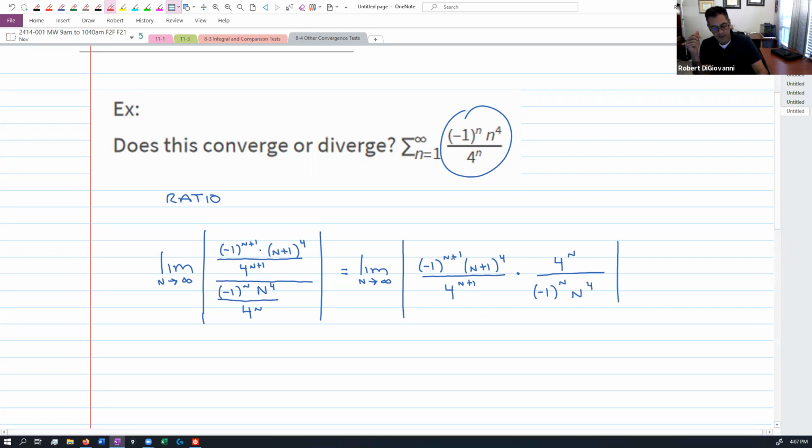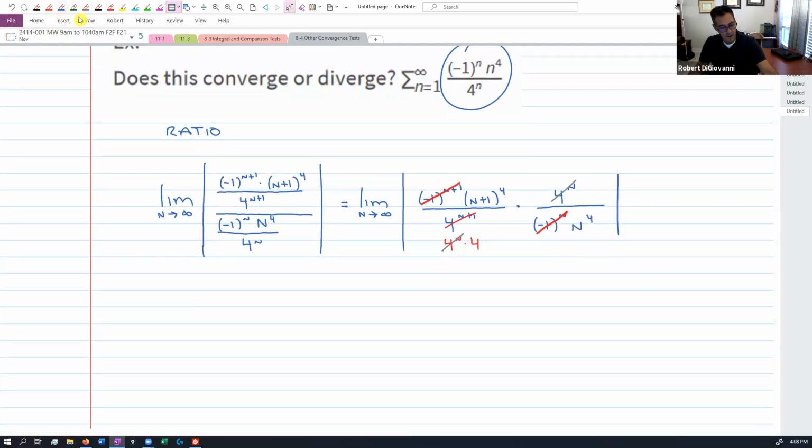Now, a couple of things. First of all, it does not matter what this is, does not matter what that is. Whether or not they turn out to be 1 or negative 1, when we take an absolute value, it's not going to matter, right? It'll make the negative a positive. So we don't care about those. Also, notice that this can be rewritten as 4 to the n times 4. That's just properties of exponents. And that means I can cancel that out.